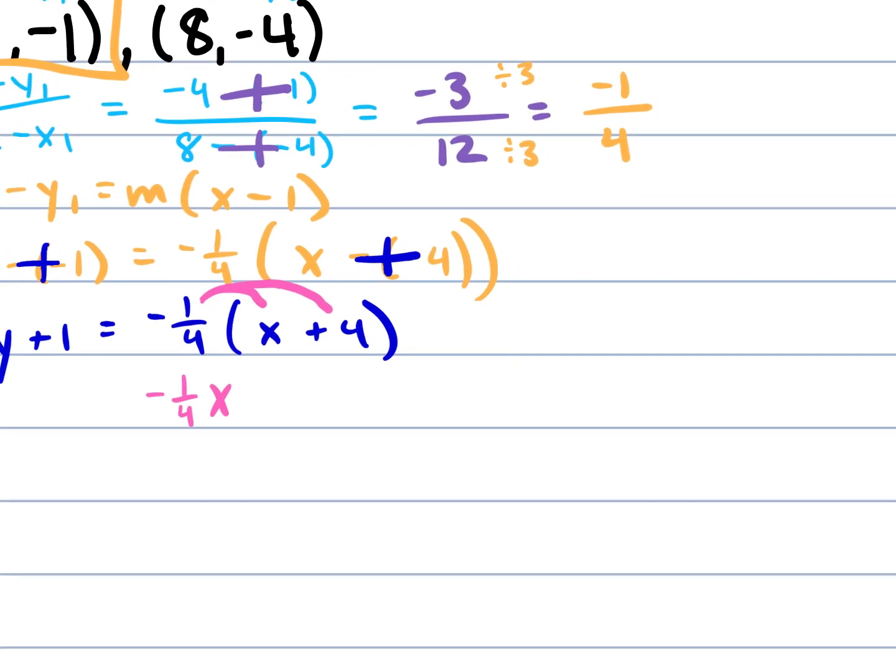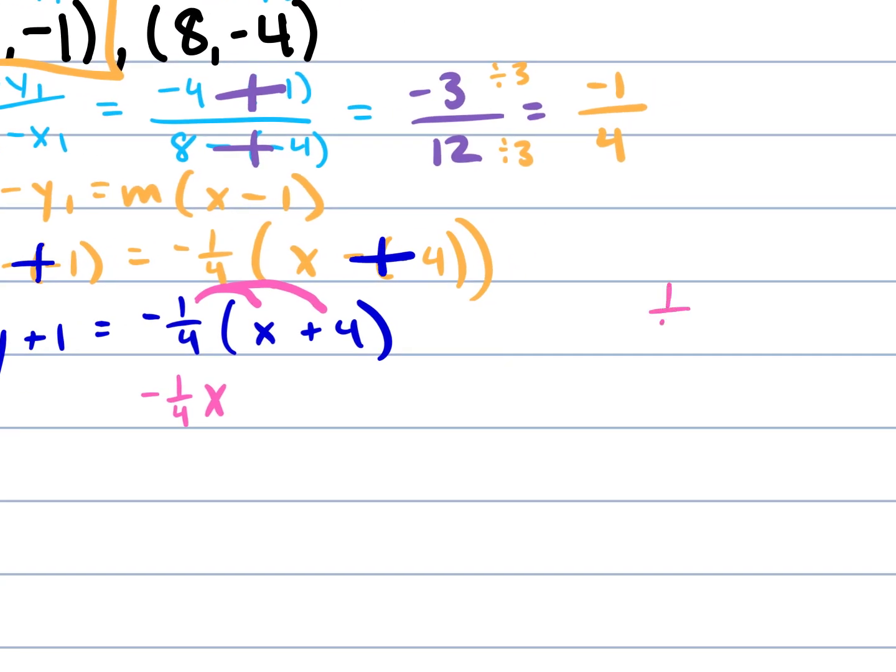So -1/4 x, then I'm multiplying -1/4 to 4. How do I multiply a fraction and a whole number? Put a 1 in the denominator, so I'm multiplying a fraction to a fraction. How do I multiply fractions? Multiply straight across. So -1 times 4 would be -4, and 4 times 1 would be 4. So when you multiply fractions, you multiply straight across.